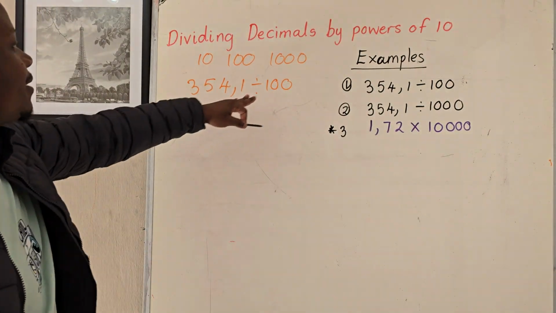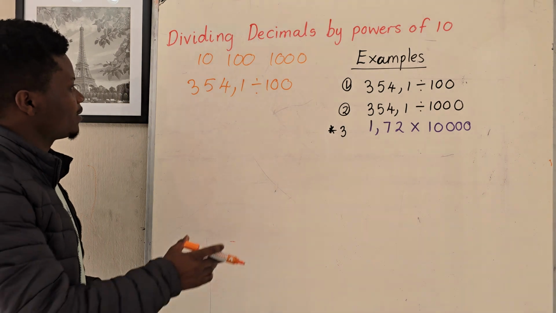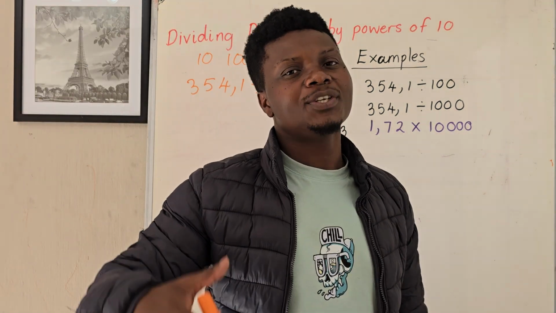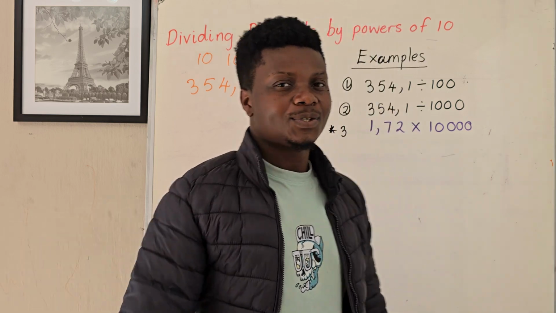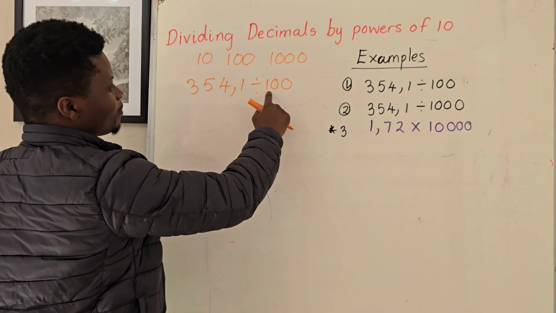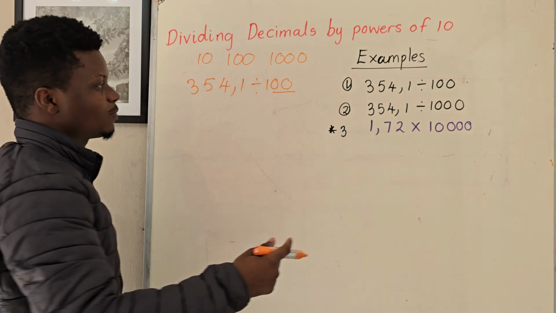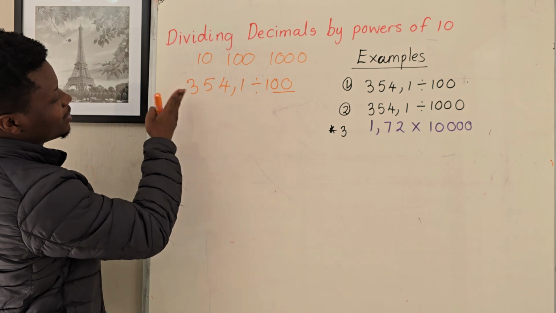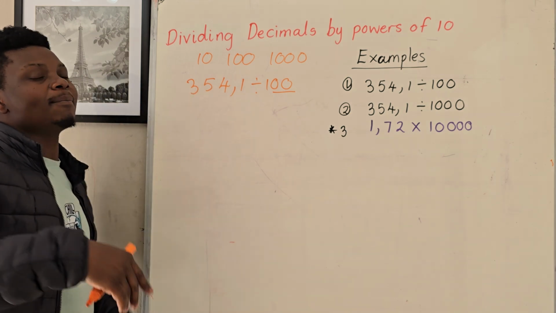So in this case, they say divide this. I know that when I'm dividing by powers of 10, I have to move my decimal point to the left. In this case, I have to move 2 places to the left because 100 is 2 zeros. So I check my number. Do I have 2 places to the left? 1, 2, 3. They are more than enough.